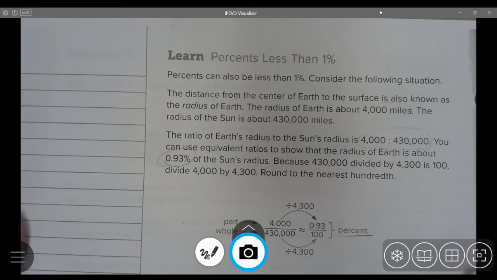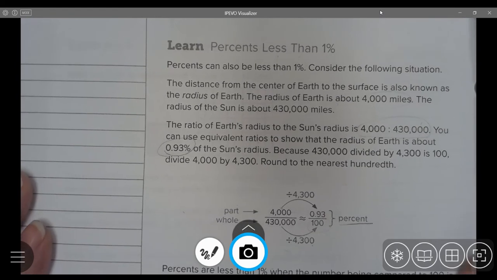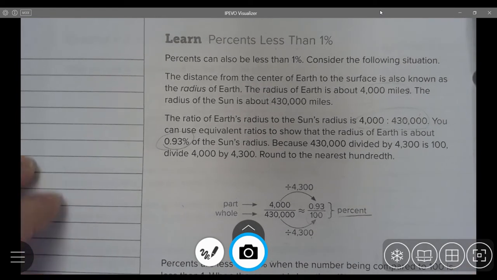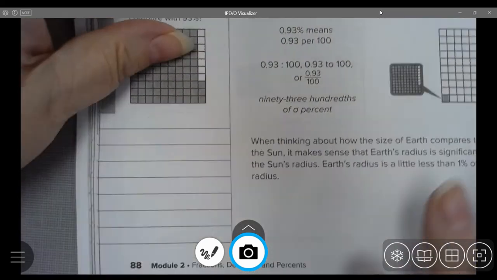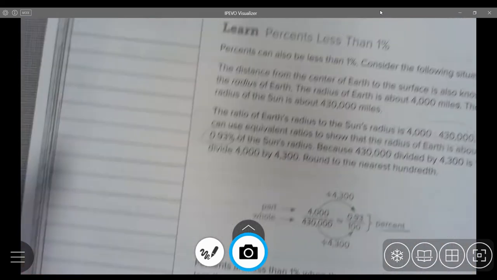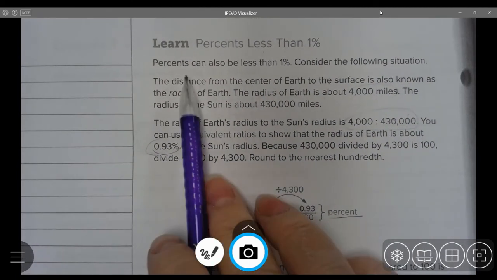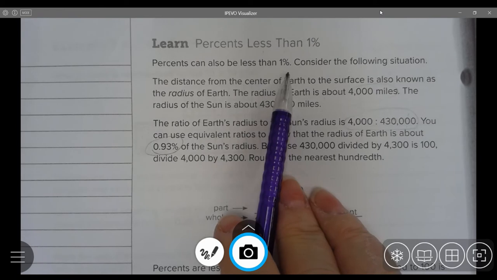Continuing on with our notes from Module 2-2, percent greater than 100% and less than 1%. This will pick up on page 88 in our book, page 88. Learn percents less than 1%. Percents can also be less than 1%.